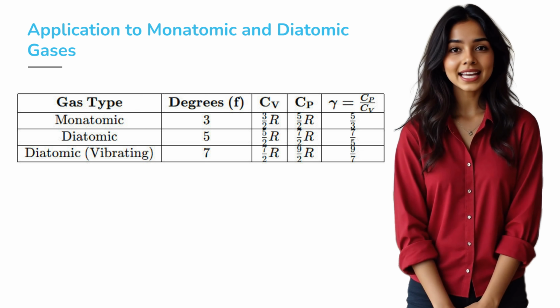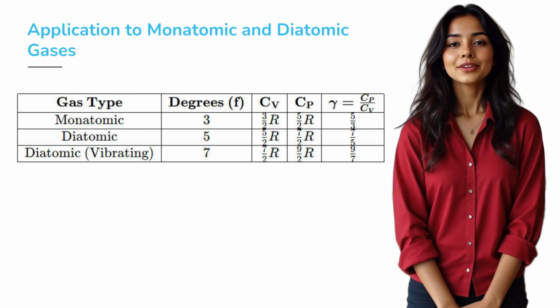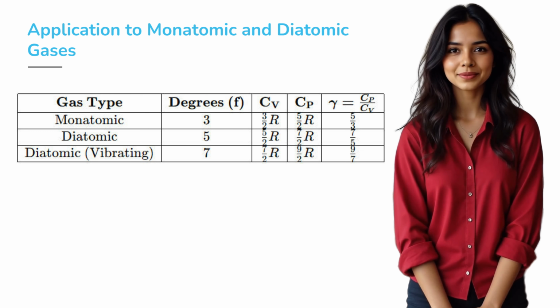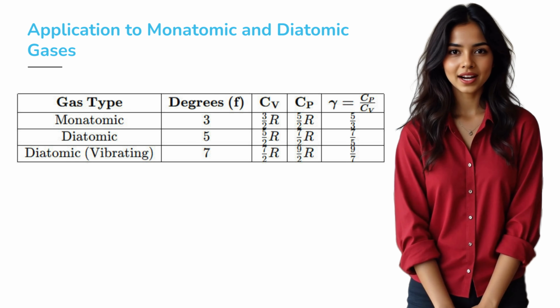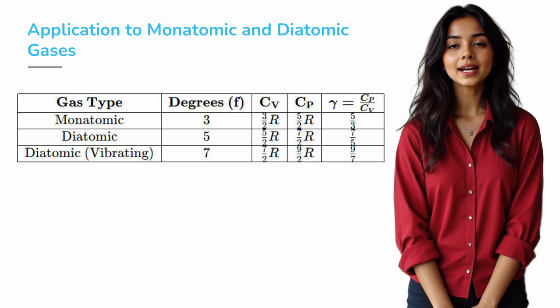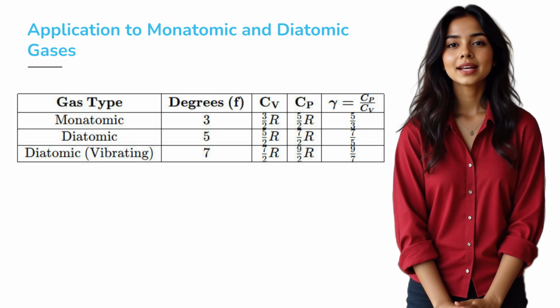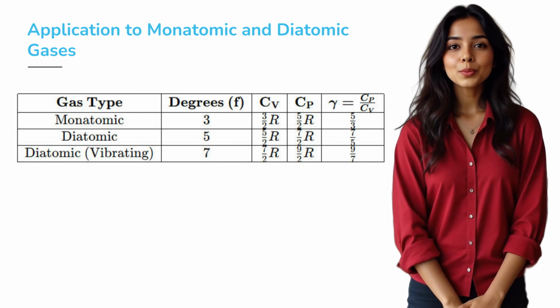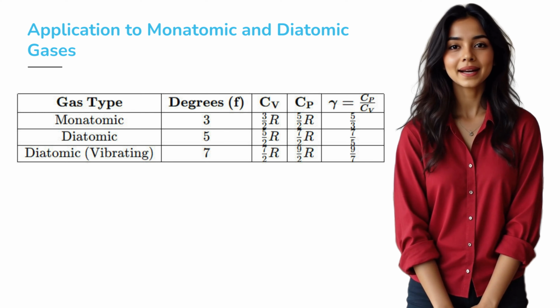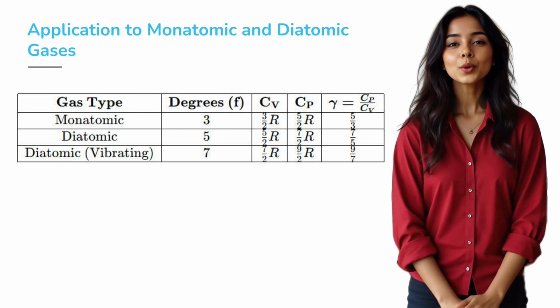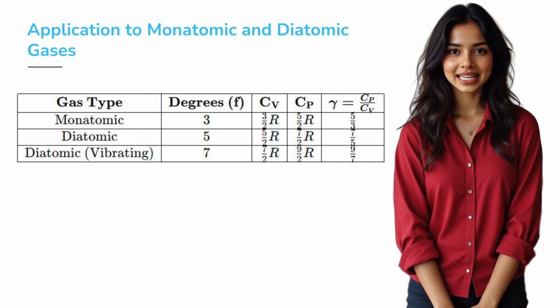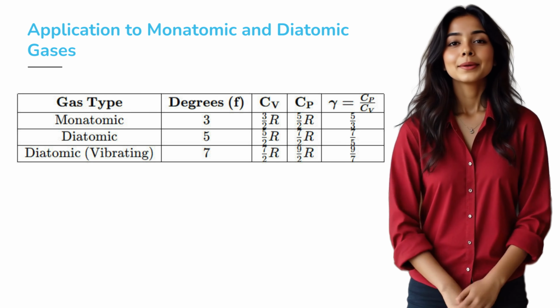Now for a diatomic gas, which also rotates, we have 5 degrees of freedom. So Cv becomes 5 by 2 R, Cp becomes 7 by 2 R, and gamma is 7 by 5, that's 1.4, close to the value for air. If the molecule vibrates too, we add 2 more degrees, giving 7 total, and gamma drops further to about 1.29. So the more complex the molecule, the more ways it can store energy, and the smaller its gamma value becomes.